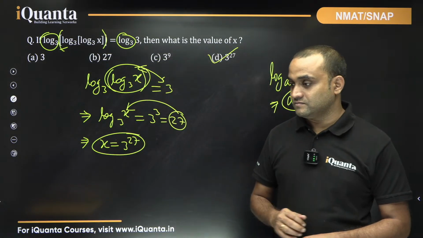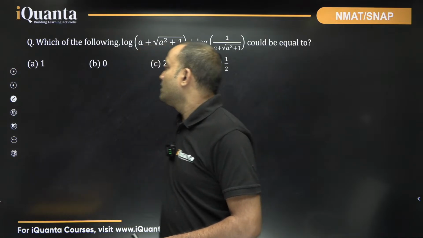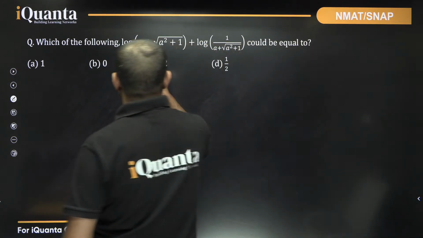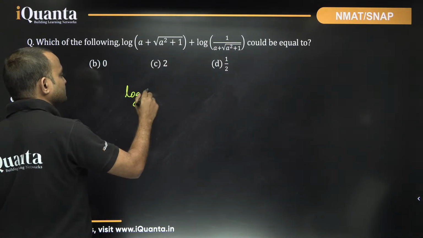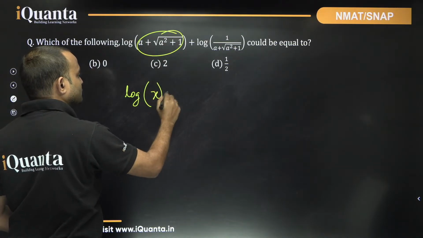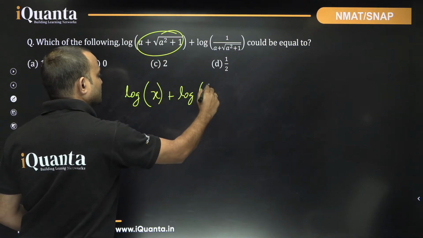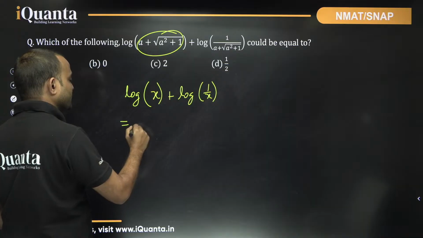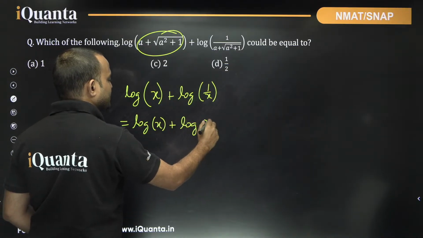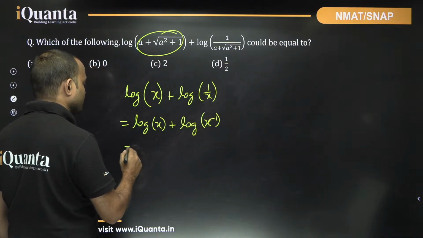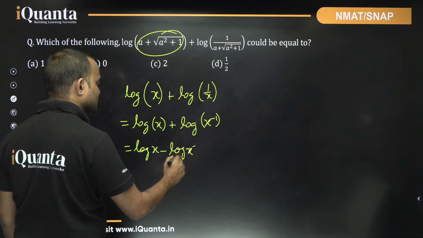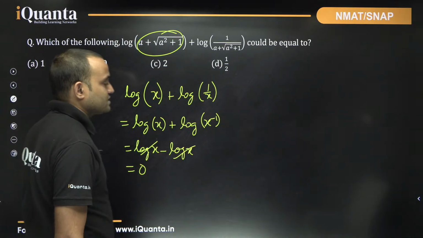All right. Then this one, it says log. Now this is very easy, right? We can write this as log. If this whole value is x, plus log 1 by x, which we can write log x plus log x to the power minus 1, which will be equal to log x minus log x. So log x cancel out, we get 0. Okay.